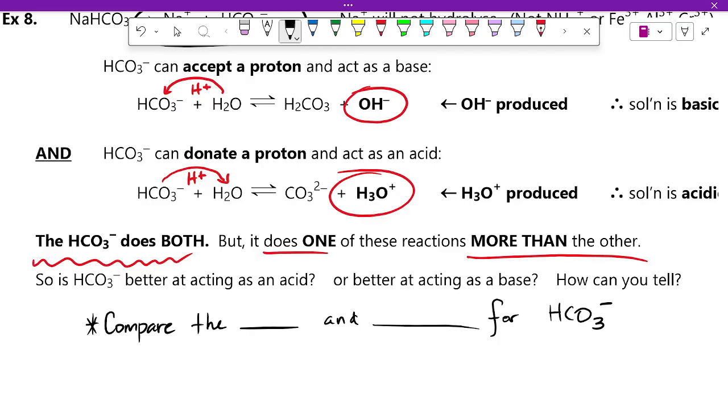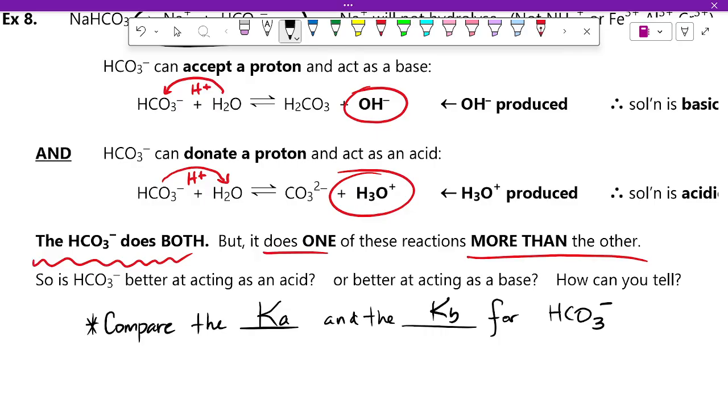We compare the Ka and the Kb. This is not rocket science, people. So compare the Ka and the Kb for HCO3.